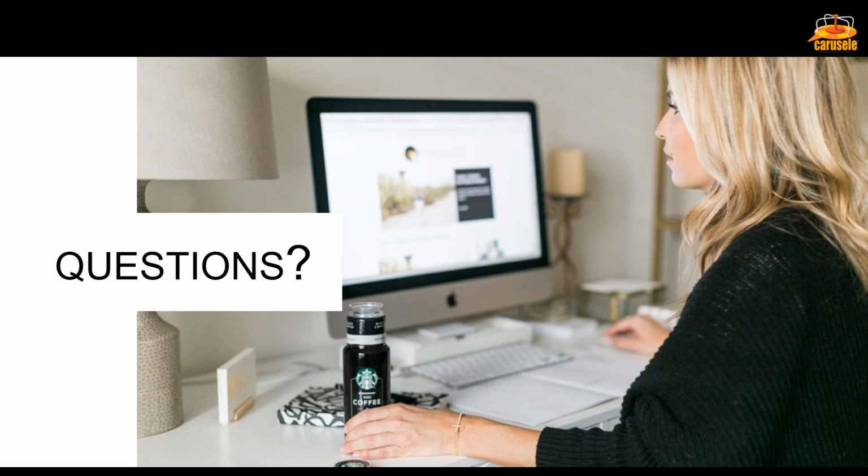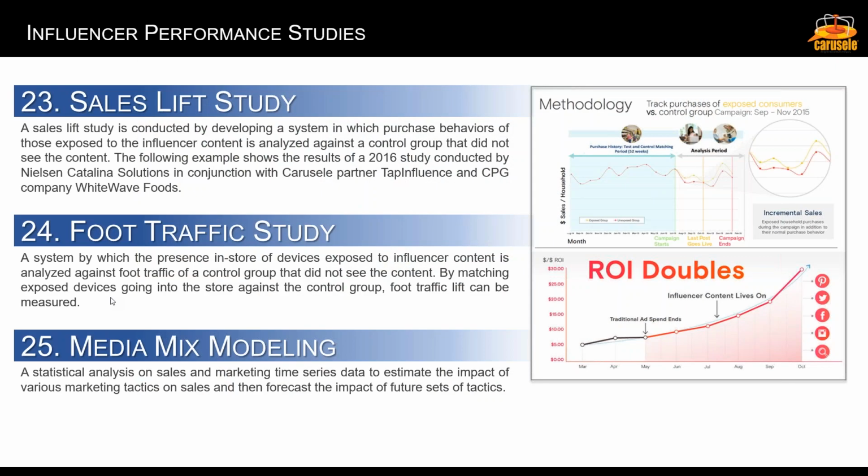Another question is, how much would it cost to invest in an influencer performance study, and which of the three do you think proves the most value? I think this question is related to that slide we were just on right here on sales lift versus foot traffic versus media mix modeling.